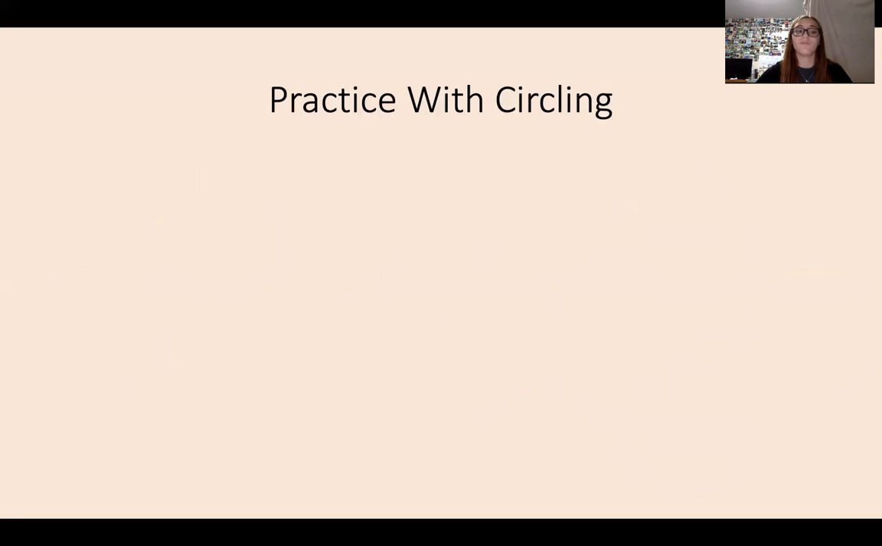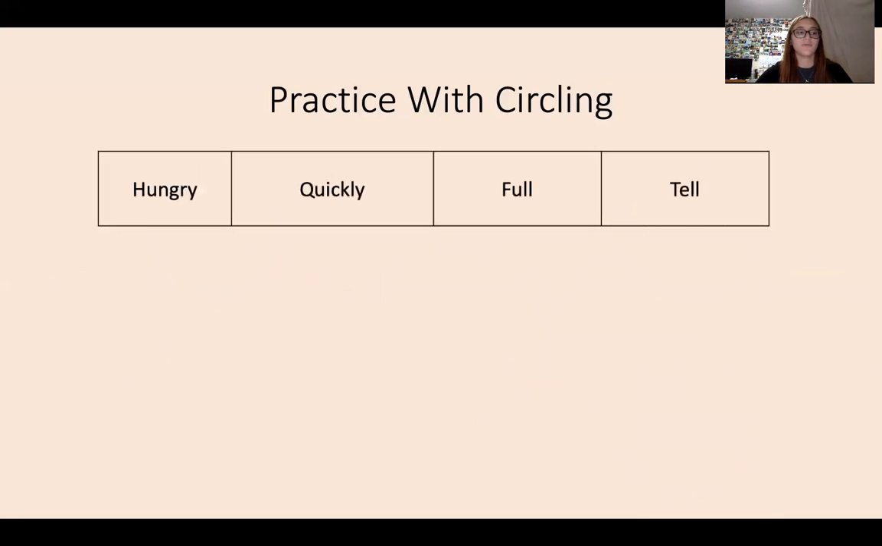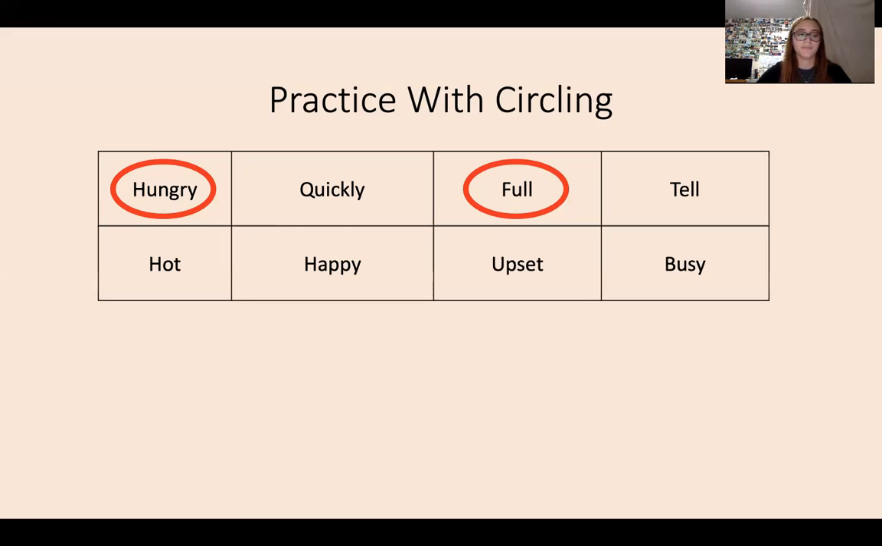Here we have a chart with 4 different words. 2 of them are antonyms or opposites of each other. Can anyone see which 2 words are opposites? That's right. Hungry and full are antonyms. Let's try with another set of words. 2 words are antonyms here. Which ones are they? Great! Happy and upset are antonyms because they are opposites.